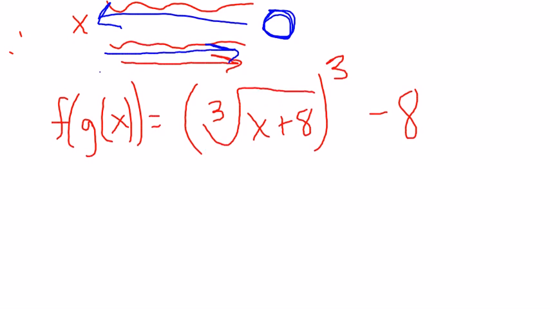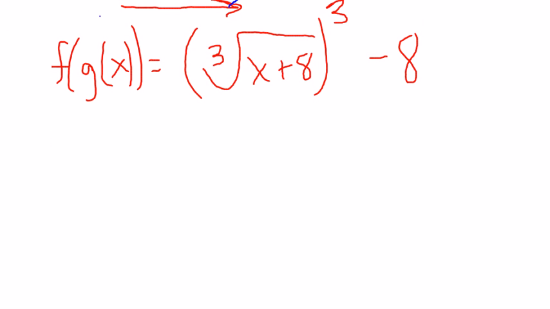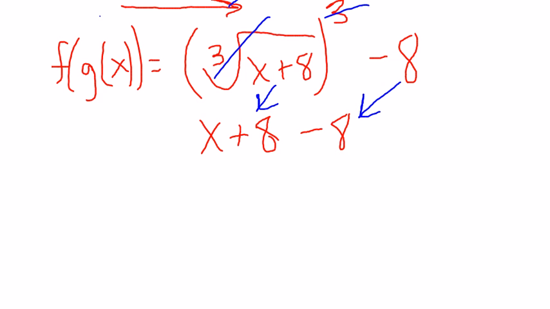Go down, do all the work here. What you should notice is that the cube cancels with the cube root, which gives me x plus 8. That comes from this. Now I need to bring this down, which is going to be a minus 8. Notice they cancel out and just give me x. So f of g of x is x.